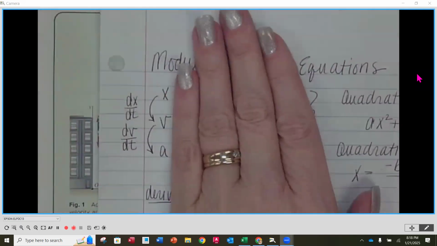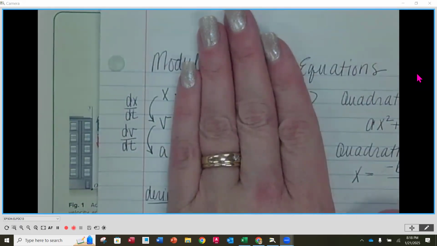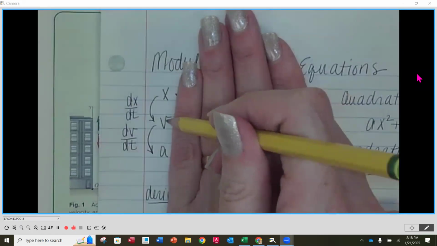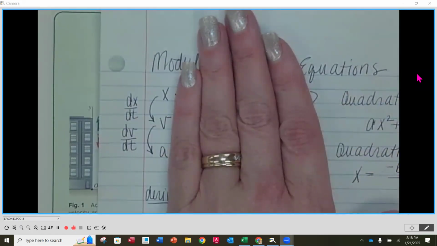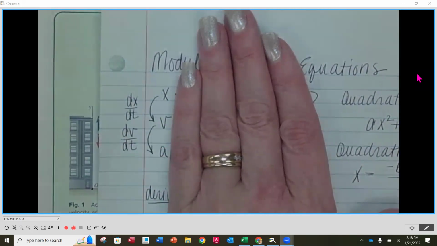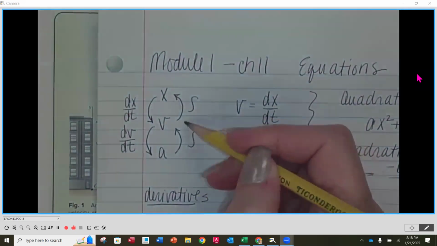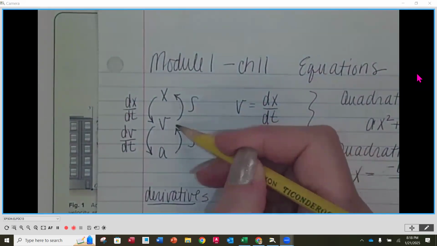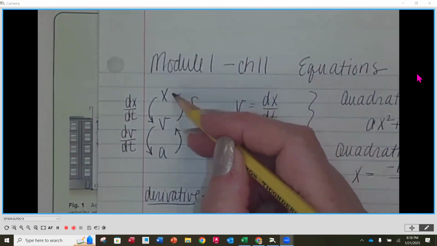So if you would, on this side, to go from position down to velocity, I'm going to take the derivative. Then to go from the velocity to get the acceleration, I'm going to do a derivative again to get the acceleration. But if I'm starting with acceleration at the bottom here, I've got to do the opposite to go back up, right? So that means I'm going to integrate once to get to the velocity when I want to go from acceleration to velocity, and I'm going to integrate again to get to the position.